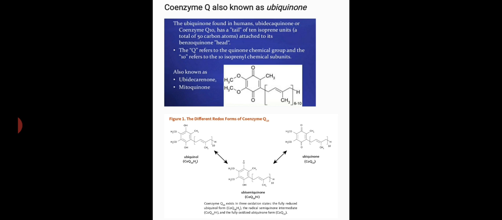Coenzyme Q is the only electron carrier in the electron transport chain that is not a protein-bound prosthetic group. It is a carrier of hydrogen atoms, that is protons, and electrons. It draws electrons into the respiratory chain, not only from NADH but also from FADH2.